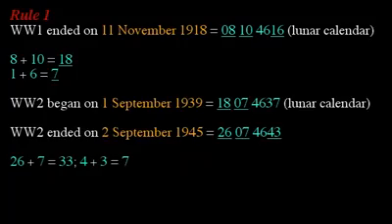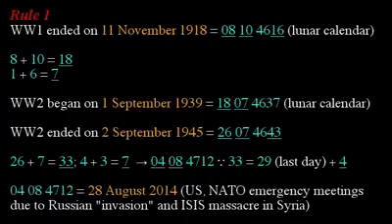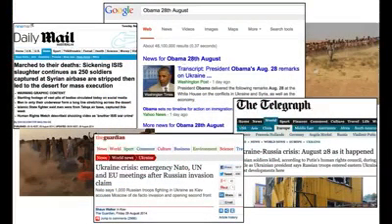Using the same rule, 33rd day and 7th month can be a date. 33 and 7 can be converted to 4th day, 8th month, given that the last day of 7th month in 4712 is 29th. This date is the 28th of August 2014, when the US and NATO held emergency meetings due to alleged Russian invasion and ISIS massacre in Syria. Note that it is extremely rare for both the US and NATO to have emergency meetings on the same day against one nation.